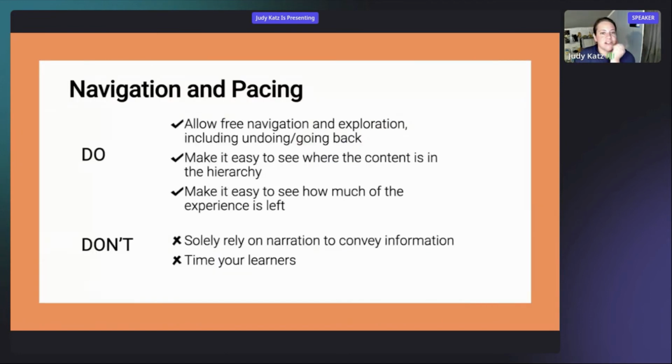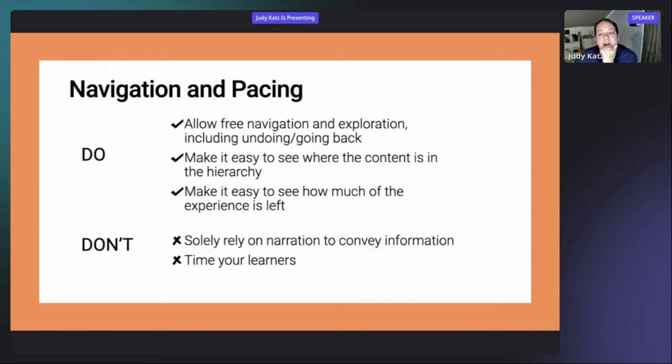So let's look at some of the do's and don'ts there. As much as possible, I would allow for free navigation and exploration. People may make different connections and have curiosity at different times than what you expect. And this is the case for all learners, but I think particularly neurodivergent ones.